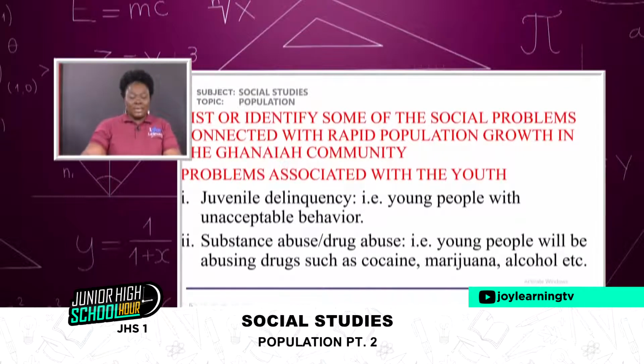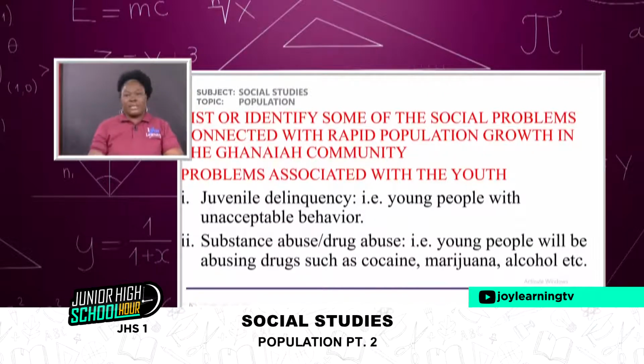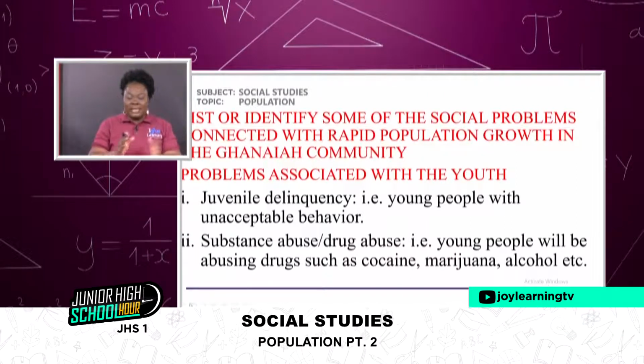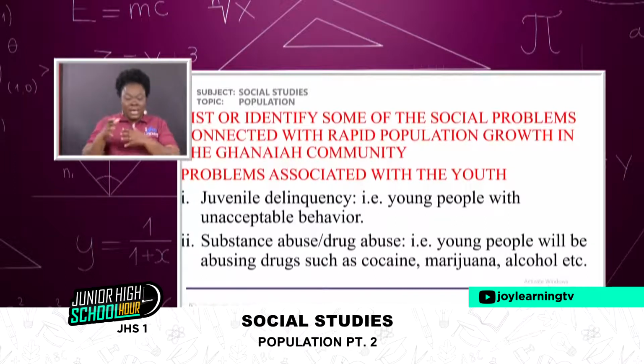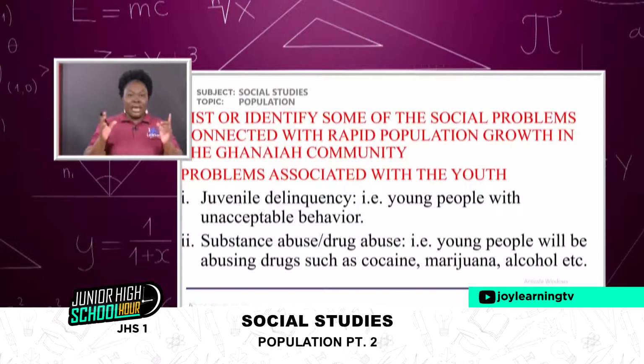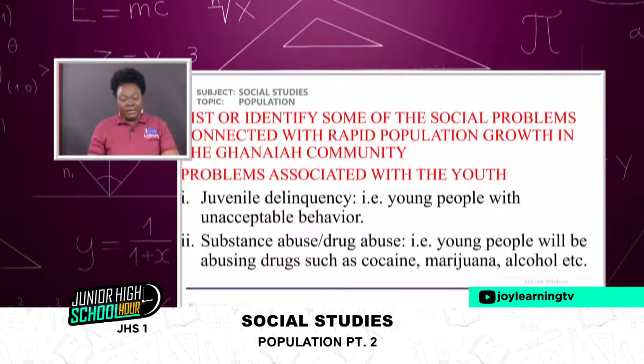Now, let's look at a list or identify some of the social problems connected with rapid population growth in Ghana. That is the Ghanaian community. Let's look at the problems associated with the youth. You especially. So we are looking at that. Identify some of the social problems connected with rapid population growth in the Ghanaian community, especially the youth. 1. Juvenile delinquencies.